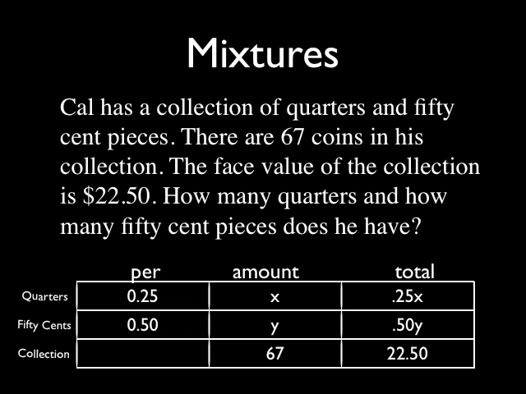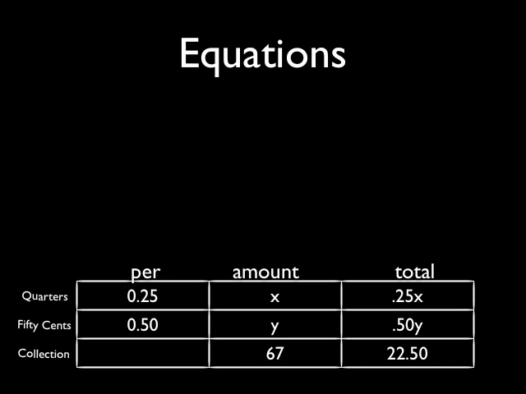Now that we've got the chart, what are my equations? Okay, X plus Y equals 67. Hopefully that one makes good sense. We have the number of quarters plus the number of 50-cent pieces equals the total number of coins in the collection. Okay, next we have 0.25X plus 0.50Y equals 22.50.